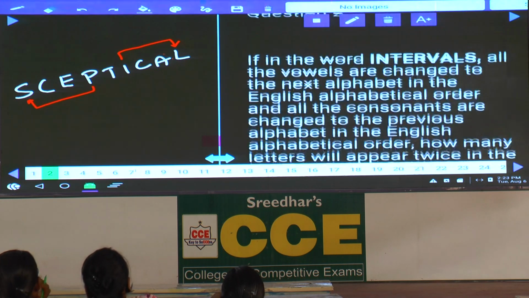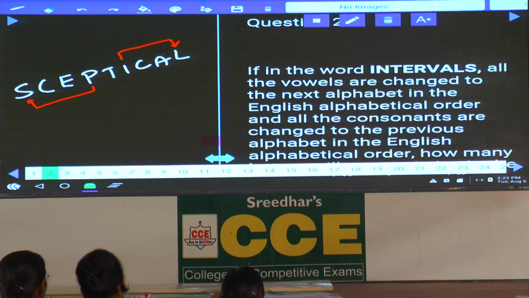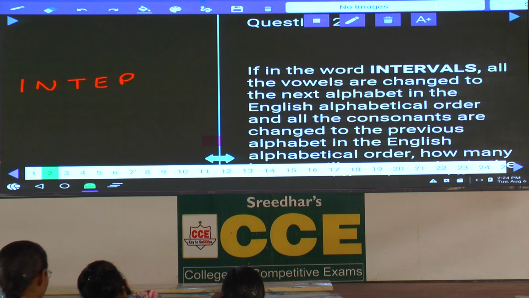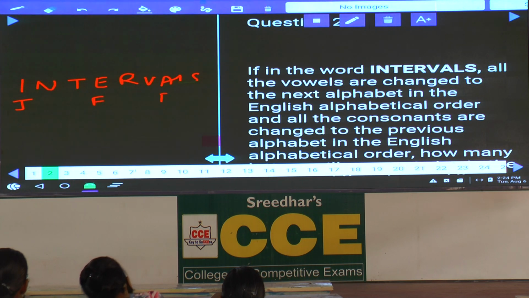Then question number two. In the given word, intervals, all the vowels are changed to the next alphabet. I-N-T-E-R-V-A-L-S. All the vowels are changed to the next alphabet. That is J, F, this is B. And all the consonants are changed to the previous, this is M, S, Q, U, K, R.